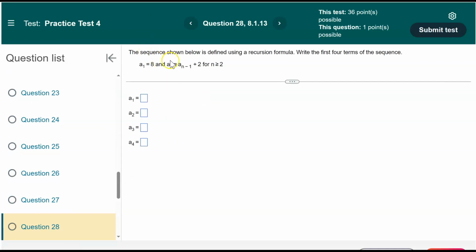Next, we are given here a sequence that is defined using a recursion formula. We are to write the first 4 terms of the sequence. Now, a sub 1 is given to be 8, and then a sub n is equal to a sub n minus 1 plus 2 for all n greater than or equal to 2.